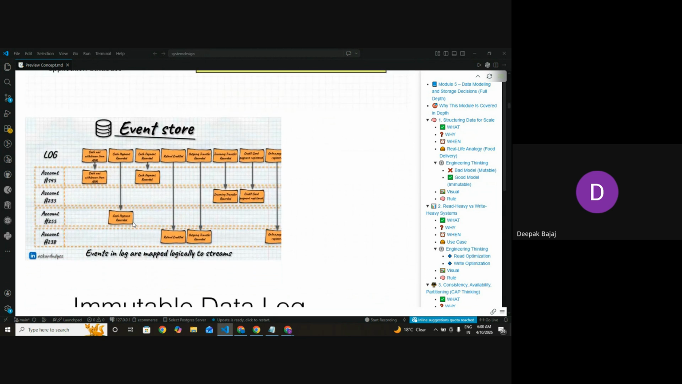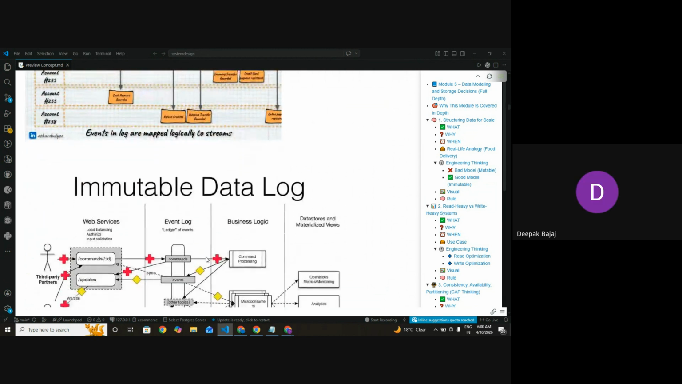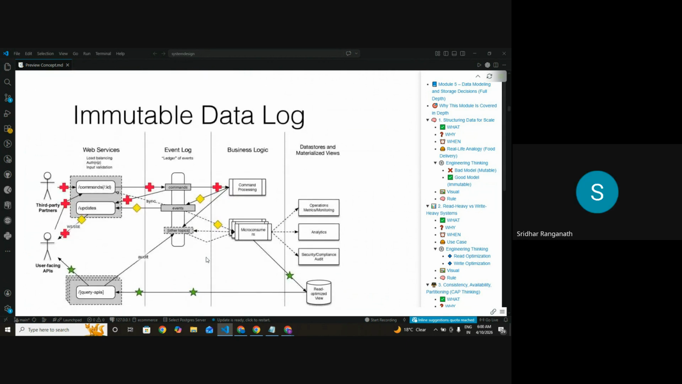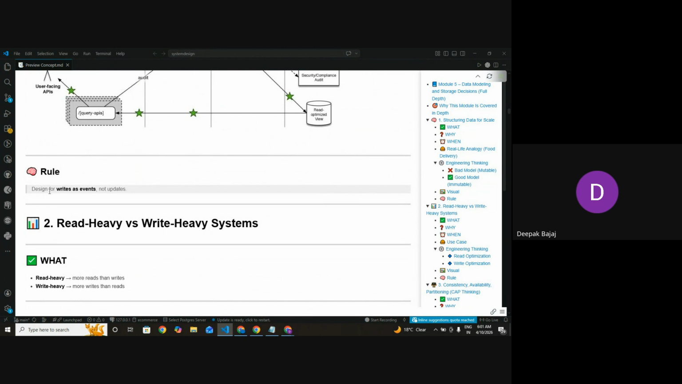So this is event-based. Events are logs, mapped logically to streams and immutable data logs. As you know, immutable means you cannot change the data. So the rule: design to write as an event, not update. Now you understand mutability and immutability.